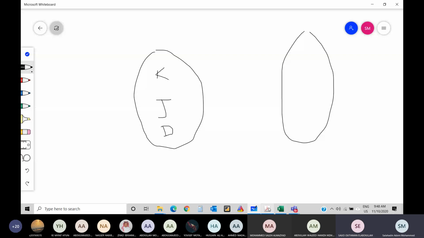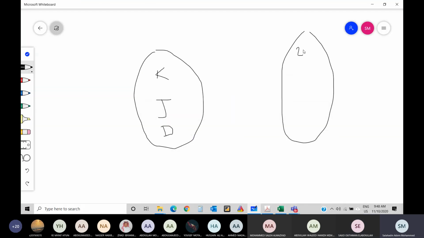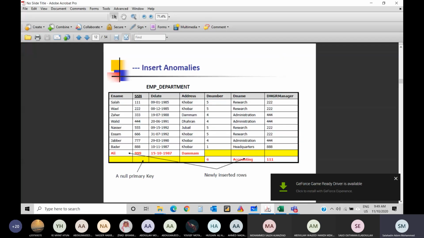See? Yes. And what are the different managers? 222, 444, 888, 111. So I have 4 of them. Now each time I say Huber, do I say 222 all the time, or does it sometimes differ? Let's see.